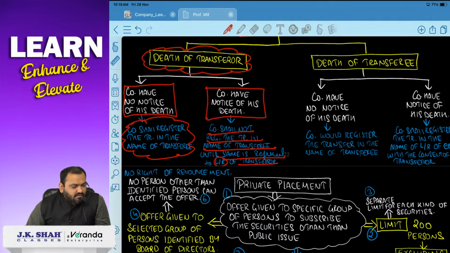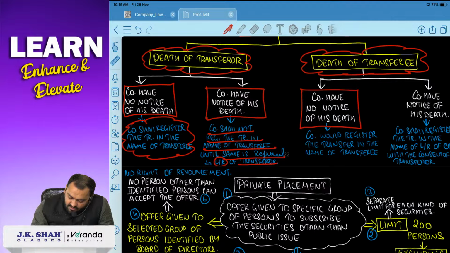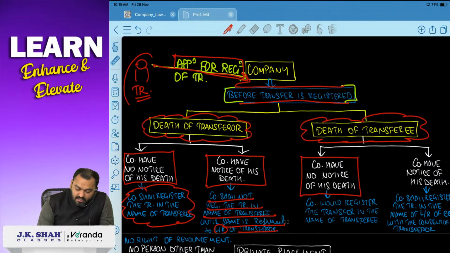Easy. Now what if, in the same case, the transferee dies before the transfer is registered? Transferee means the beneficiary, the person who is going to get the shares. If that party dies before the transfer is registered, then what to do? So again there can be two cases. First, the company has no notice of his death. Understand one thing. The transferor has applied for registration of transfer. Who died?